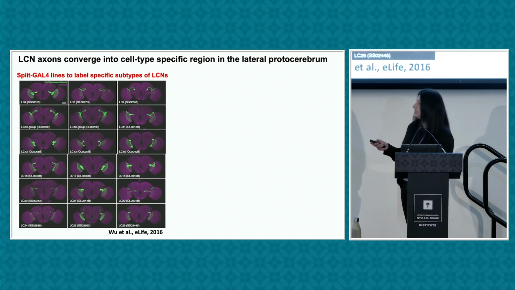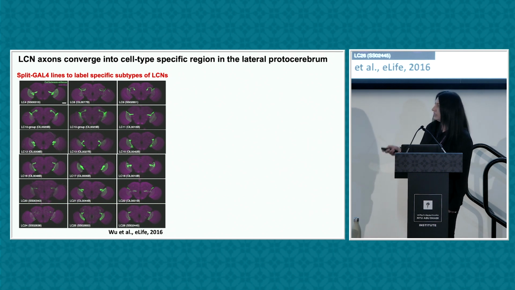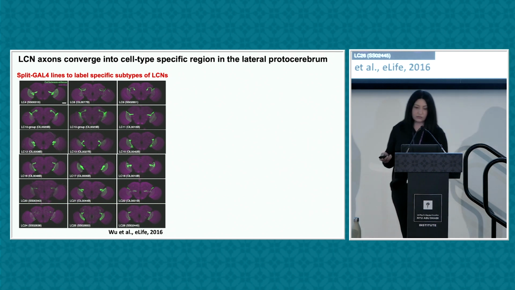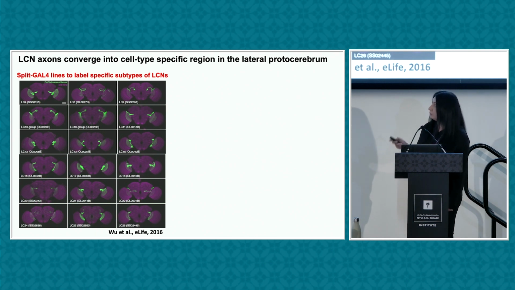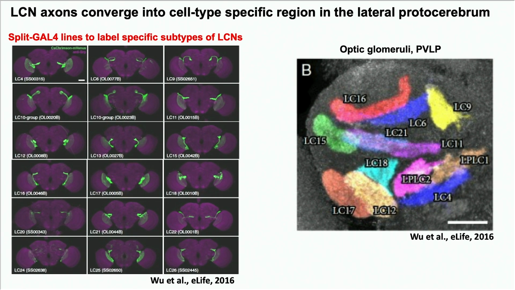And what's interesting is I mentioned there are about 20 different subtypes, but about half of them were only discovered recently in 2016. So really not much is known about these cells. And what's also very interesting about these cells is that when they project into the central brain, they do so in a very cell type specific manner, meaning that each one of these lobular columnar neurons projects to the central brain, forming these highly specific neighboring synaptic domains.